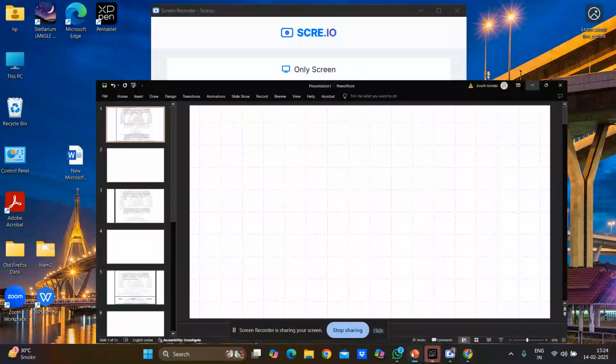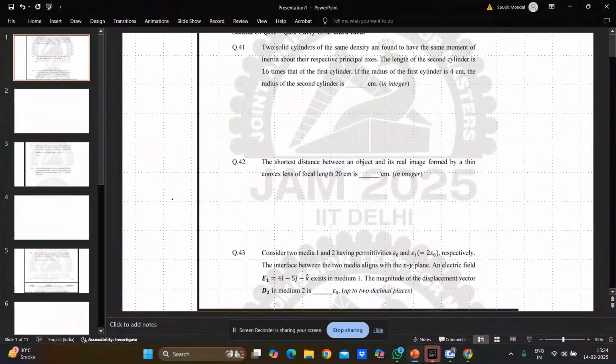Okay, so today I am going to discuss the JAM 2025 paper. The answer key, official answer keys and responses are already out. So I will first do the NAT 1 mark questions, and eventually I will try to solve all the papers. So let's start with the NAT 1 mark questions.